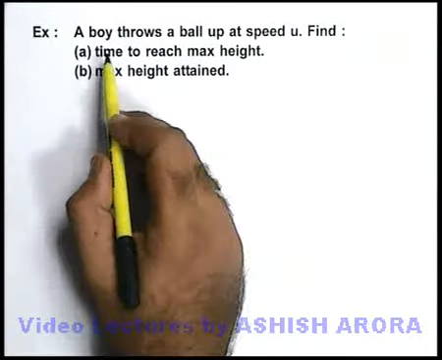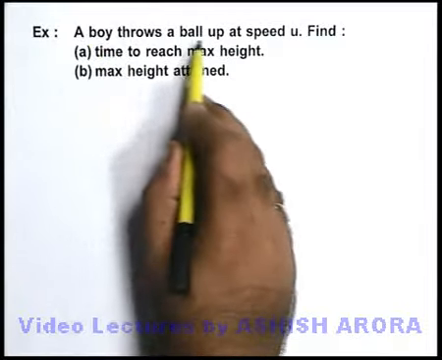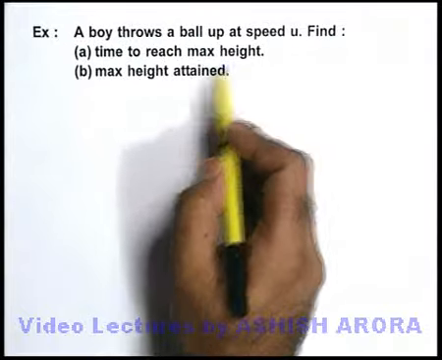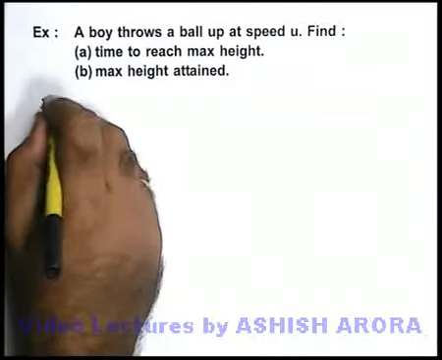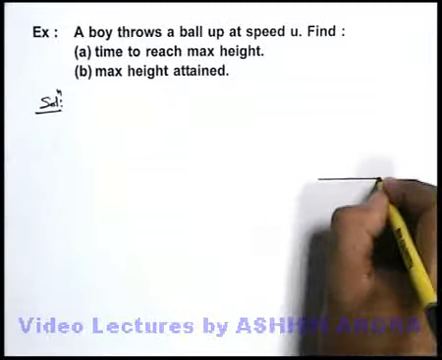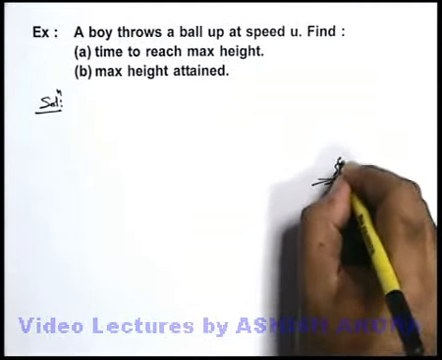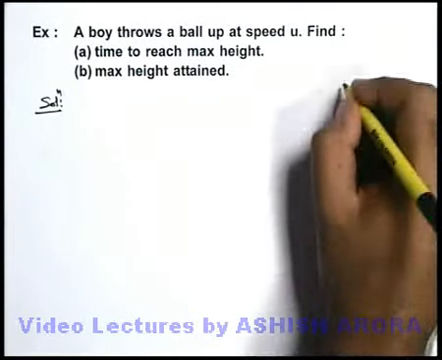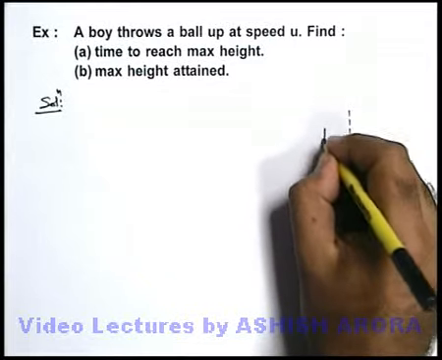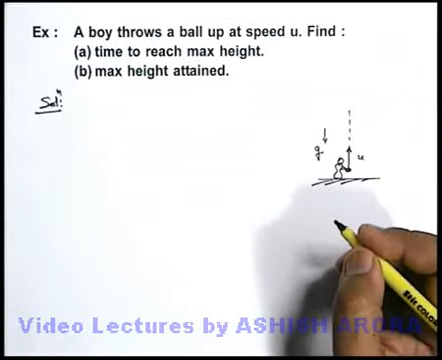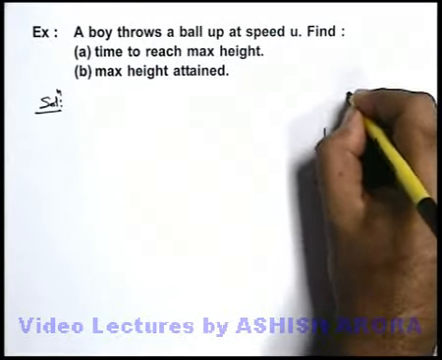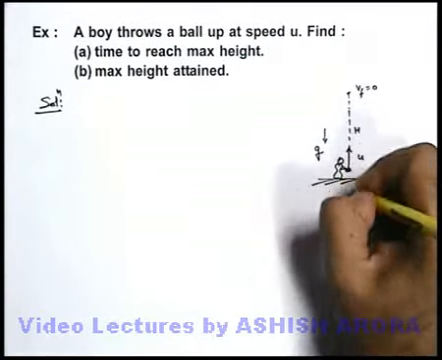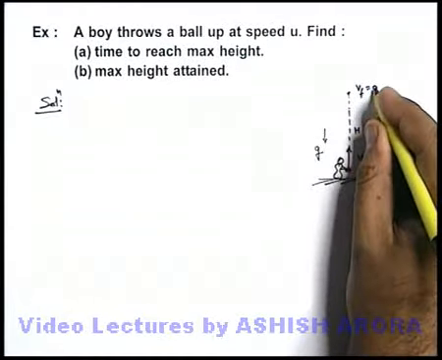In this example, we are given that a boy throws a ball up at a speed u, and we are required to find the time to reach its maximum height and the maximum height attained. So if we draw the physical situation, on the ground there is a boy who throws a ball in upward direction at a speed u. We know well that when the ball goes up, it will be retarded with acceleration g in downward direction. So after some time its final velocity is going to be 0. And certainly it will reach a maximum height h before its velocity becomes 0.